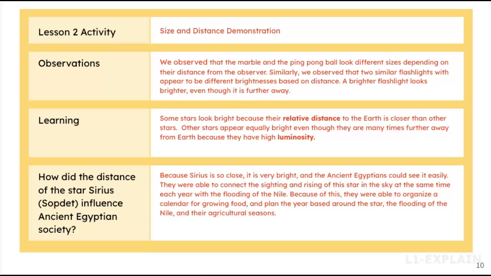From the discussion, students should understand that because Sirius is so close, it is very bright, and the ancient Egyptians could see it easily. They were able to connect the sighting and rising of this star in the sky at the same time each year with the flooding of the Nile. Because of this, they were able to organize a calendar for growing food and plan the year based around the star, the flooding of the Nile, and their agricultural seasons.